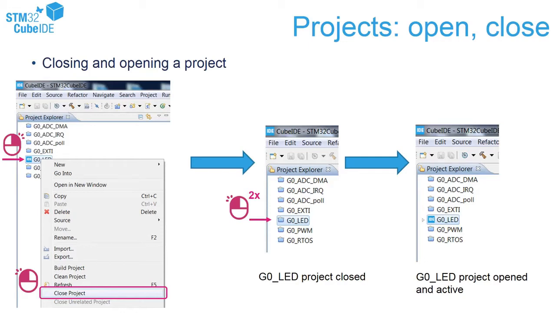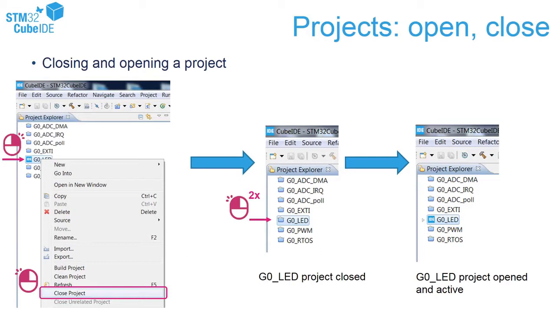This is why there is a good feature within Eclipse, and it is available as well within STM32CubeIDE, which is closing and opening the projects. The feature which allows you to close and open the project. On the left part of the screen, you can see an example of the workspace, which contains 7 projects. One of those is open. This G0 LED is open.